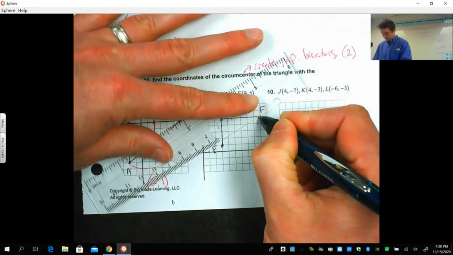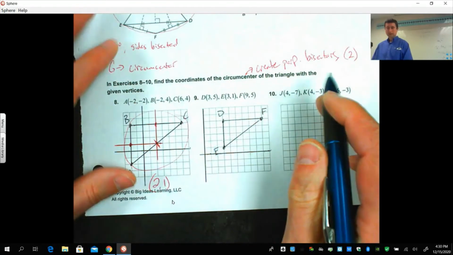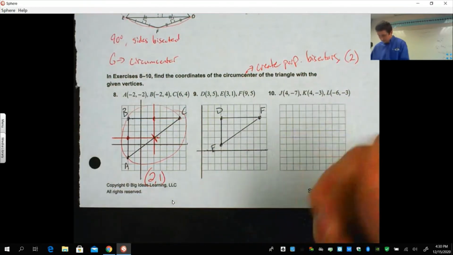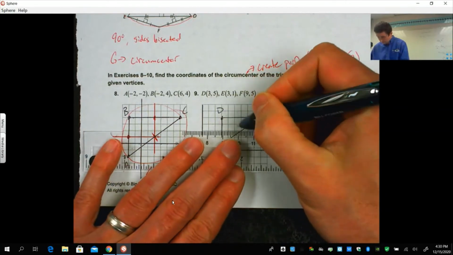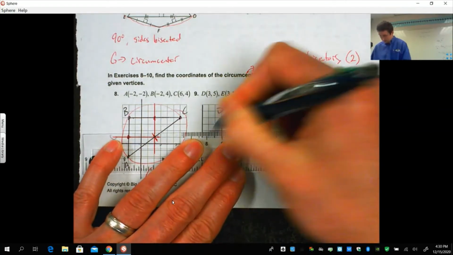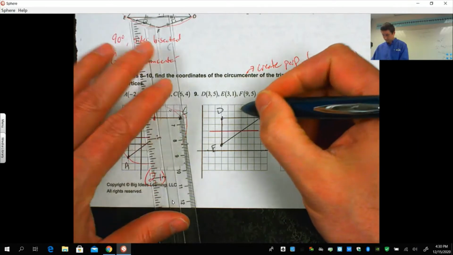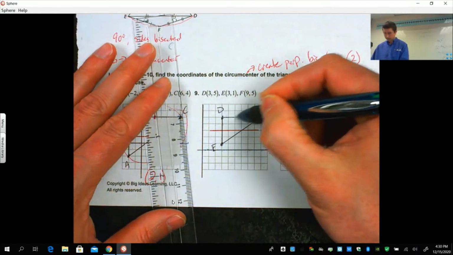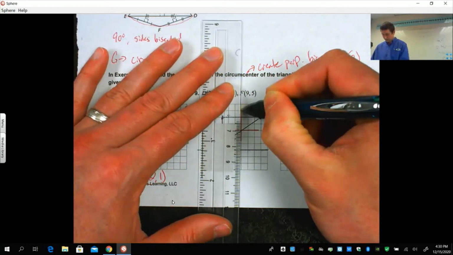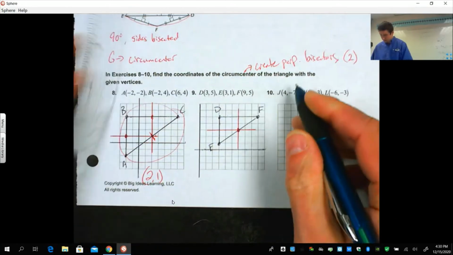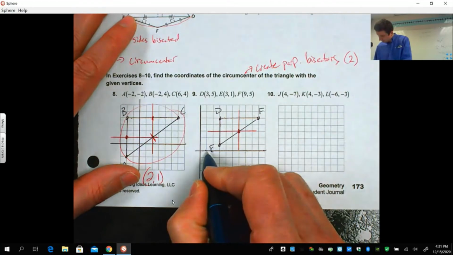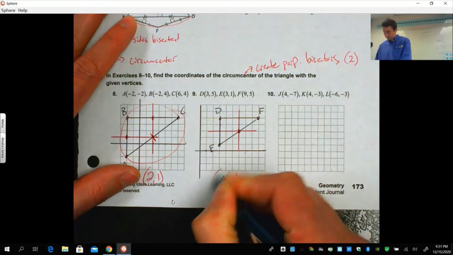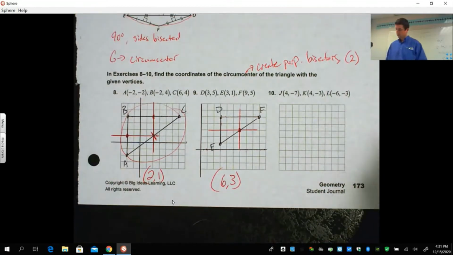So we're just going to find the perpendicular bisectors of the 2 straight sides. Just do horizontal and vertical sides. So this one is a length of 4. Okay, you know it's a right triangle. You probably already picked out where it's going to be. This side is a length of 6. So half of 6 is 3. So 6, 3. That is the location of that circumcenter.